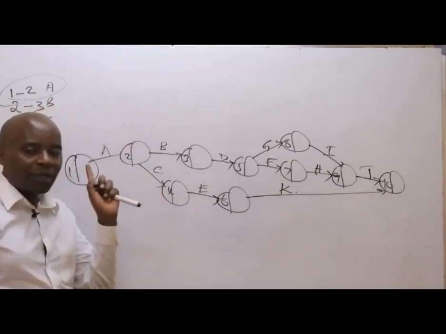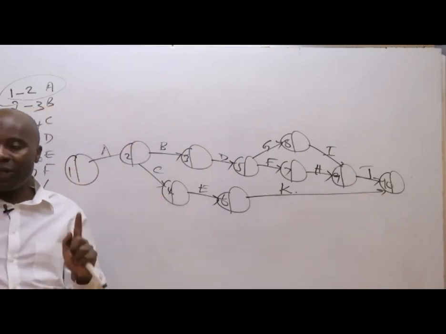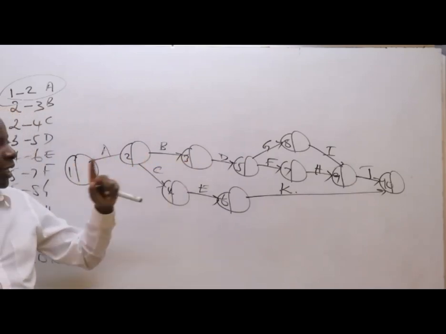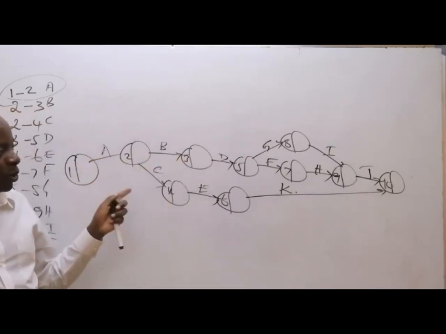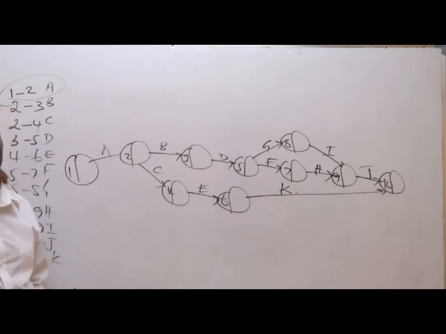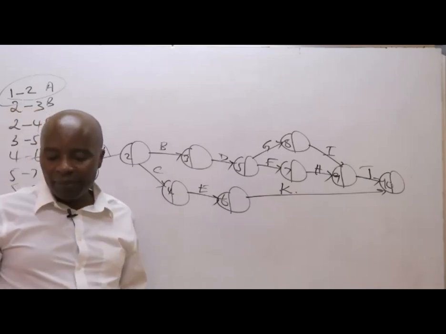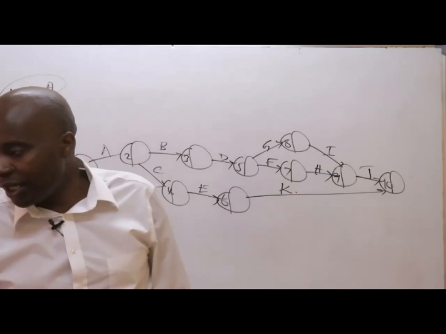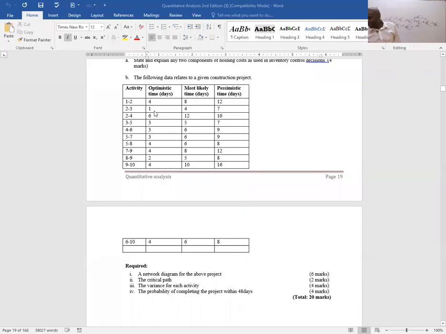Now, there comes where the rubber meets the road. Why? Because we don't have a time estimate to put inside here. The examiner has given us how many time estimates? 3 of them. If you're keen, you must have realized that for A, we have optimistic, most likely, pessimistic.